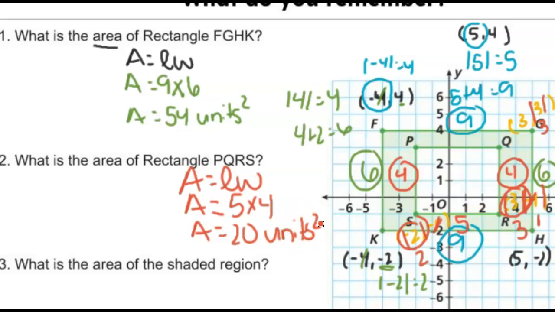Now we're going to have to find the shaded region. So what we're going to do is take these two and subtract them. 54 minus 20 equals 34 units squared.